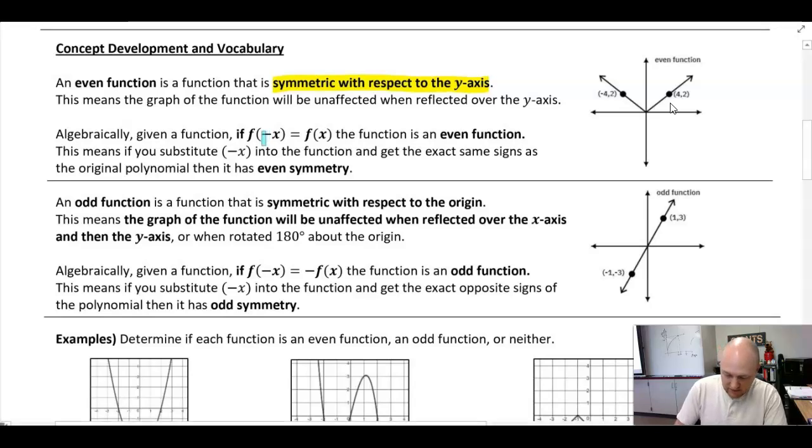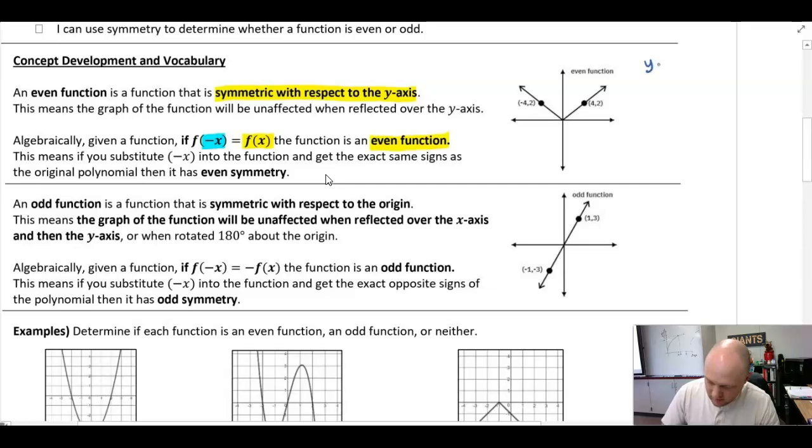If given a function f, if I plug in -x, f of -x, and I get out f of x, I get the original function out, this is what's called an even function. So this means that if you substitute in -x into the function and get the same exact signs as the original polynomial, then it's even symmetry.